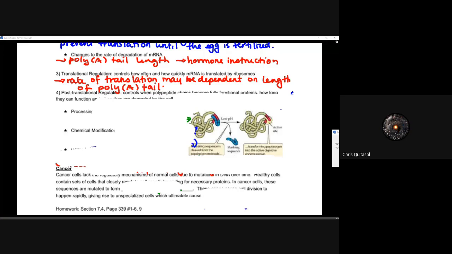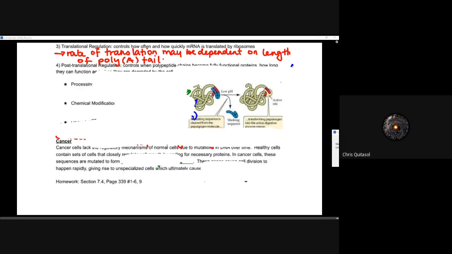And the rate of translation, again, may be dependent on those poly A tails. Depending on how long that poly A tail is, the time it takes to translate it, sorry, will be relative to that. So it's important to recognize that translation can be controlled with that poly A tail as well.